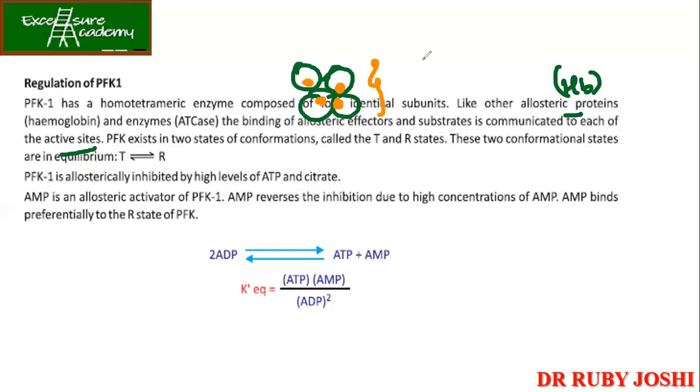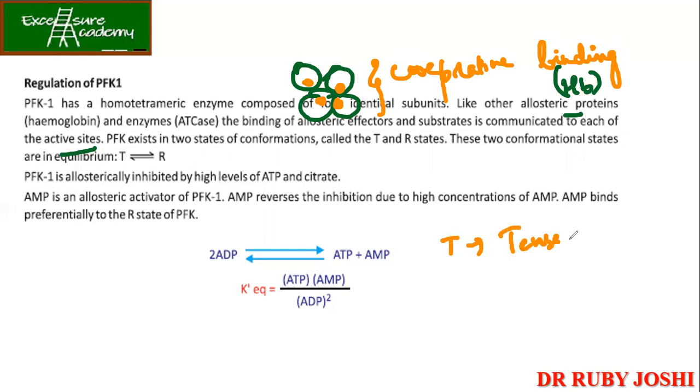ठीक है? तो क्या होगा? The binding of the substrate to the other subunit becomes faster. इसको हम क्या बोलते हैं? Cooperative binding. So PFK exists in two sets of conformation called T and R. यहाँ पे T मतलब क्या हुआ आपका? Tense form. And R क्या होगा फिर? Relaxed form.